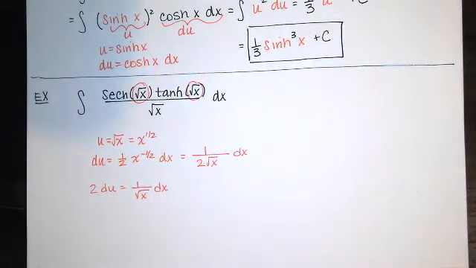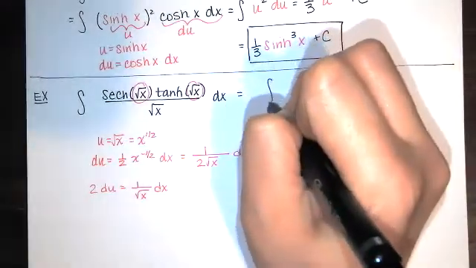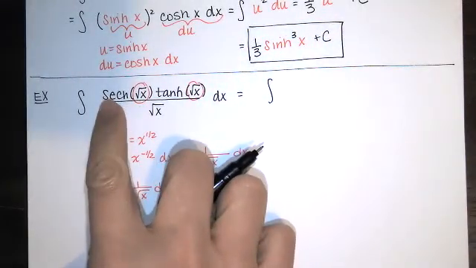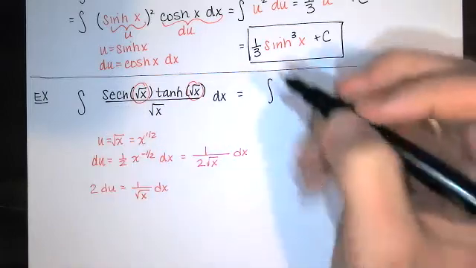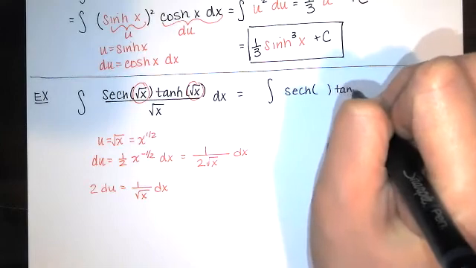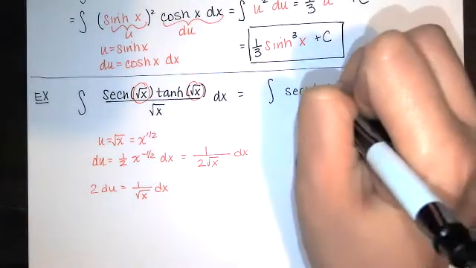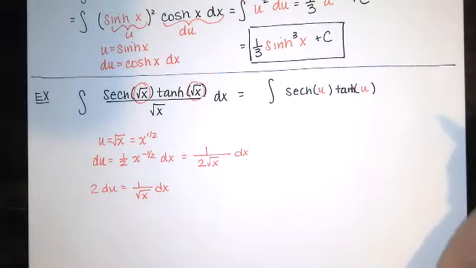And now I've got that. So this integral becomes hyperbolic secant of u times hyperbolic tangent of u. Oops, there should be an h there. You don't really even need the parentheses because it's just a single term.